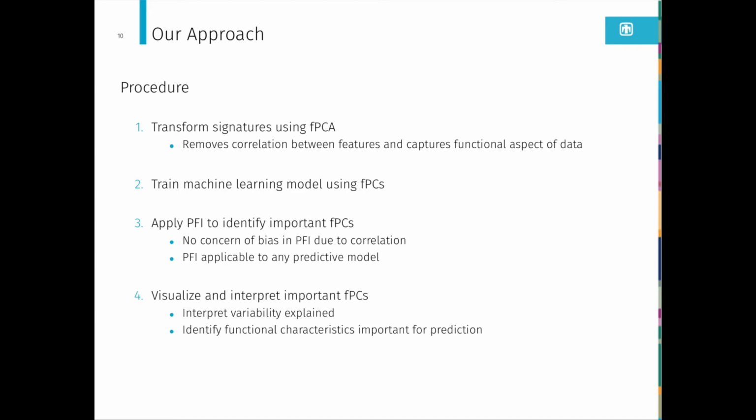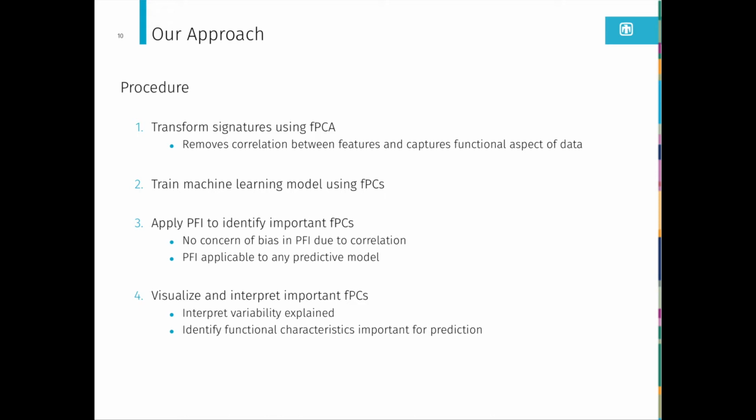As a result, we approach the machine learning training and explanation process using the following procedure. First, transform the signatures using fPCA to remove correlation between the features and capture the functional aspect of the data. Then train a machine learning model using the functional principal components. After the model is trained, PFI can be applied to identify the important functional principal components with no concern of bias in the importance values caused by correlation.